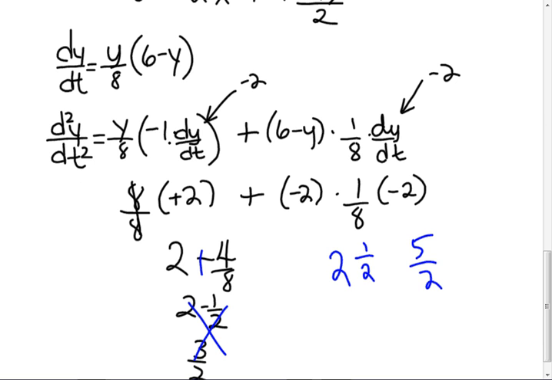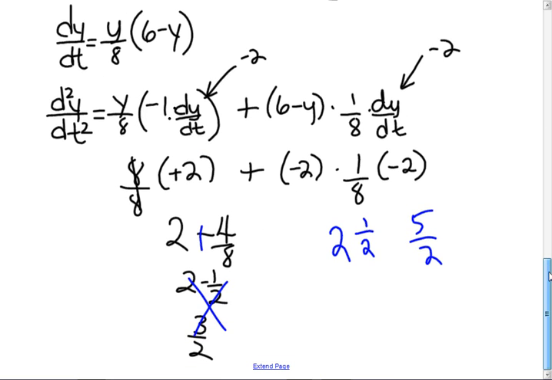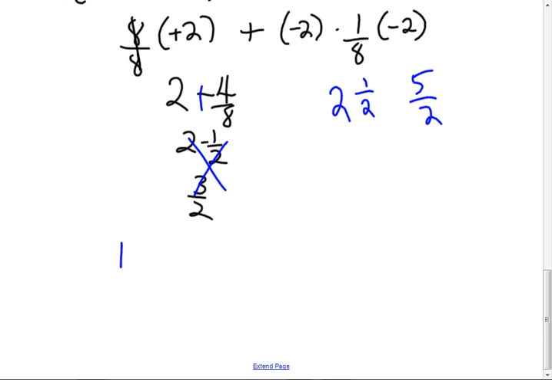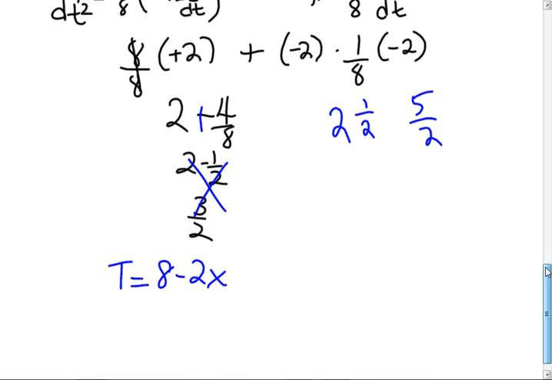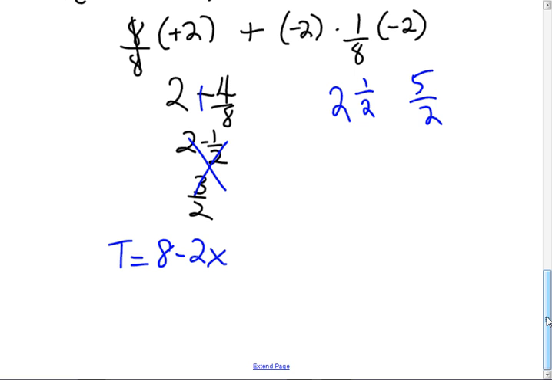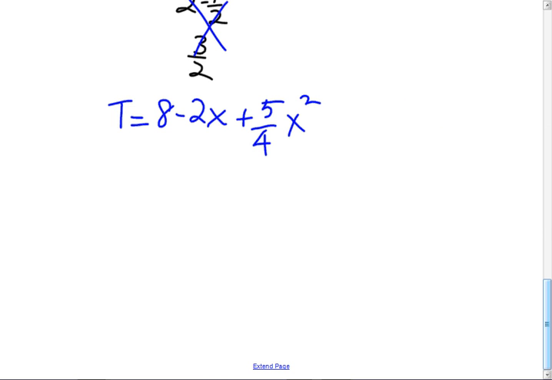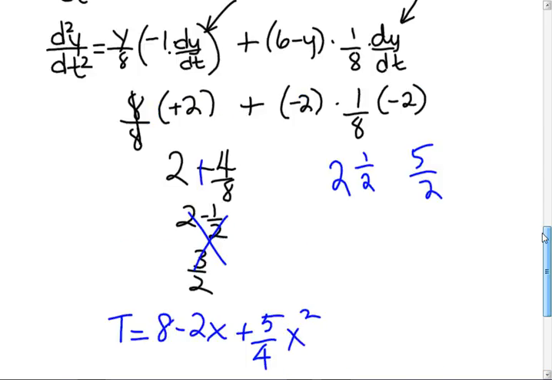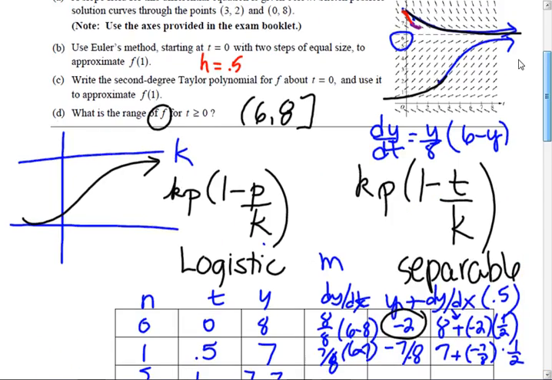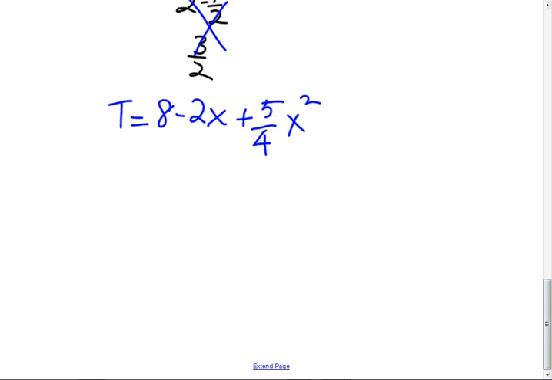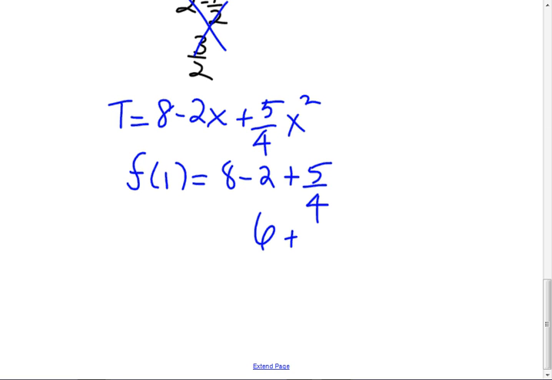Now, I do have to finish this. Okay, you guys? It's 8 minus 2x, and it's 5/2 divided by 2, so it's 5/4 x squared. Then it asked me to do something else that I forgot to do. It says, use it to approximate f of 1. What's f of 1? 8 minus 2 plus 5/4. So 6 plus 1 1/4, which is 7 1/4.